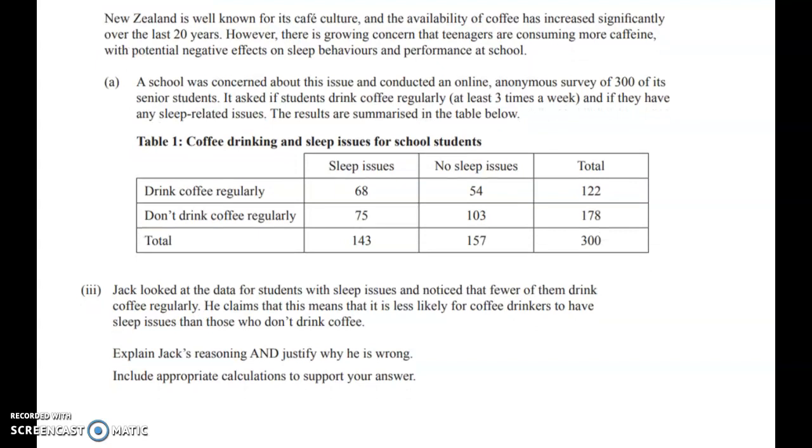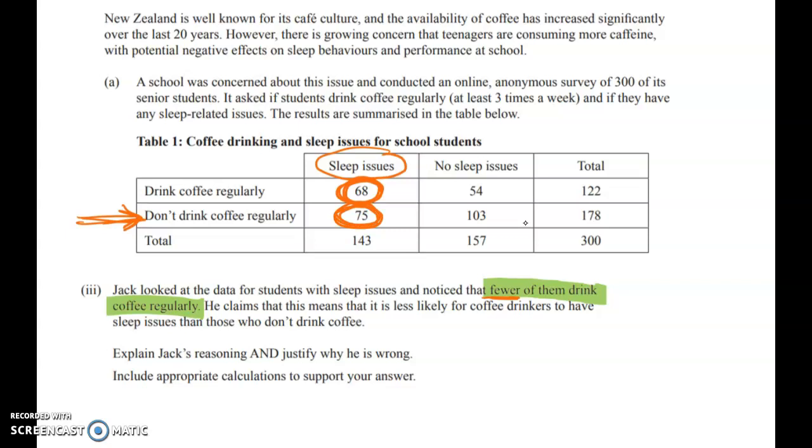So Jack looked at the data for students with sleep issues and noticed that fewer of them drink coffee regularly. He claims that this means it is less likely for coffee drinkers to have sleep issues than those who don't drink coffee. So let's see what numbers Jack's looked at. Well, he's figured out that out of the students with sleep issues, there are 68 who drink coffee regularly. And he says out of the ones who don't drink coffee regularly, there are 75 who've got sleep issues.